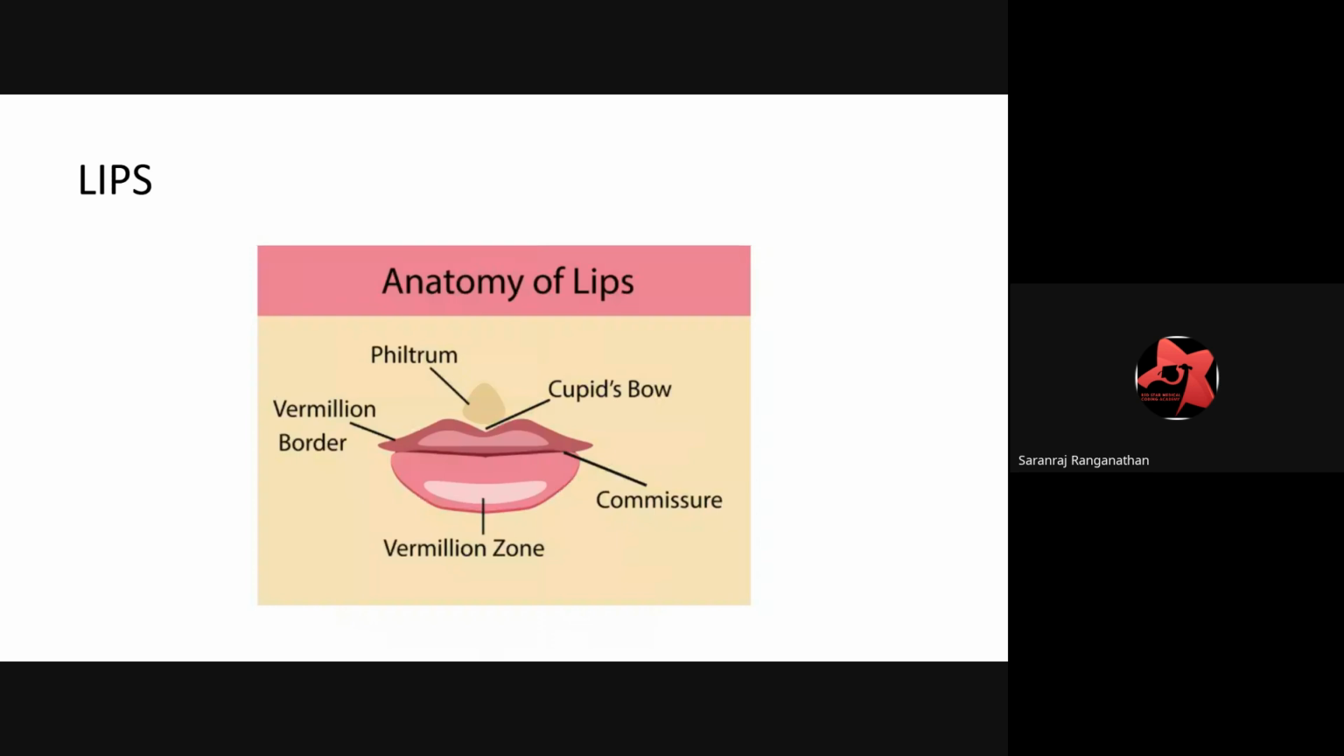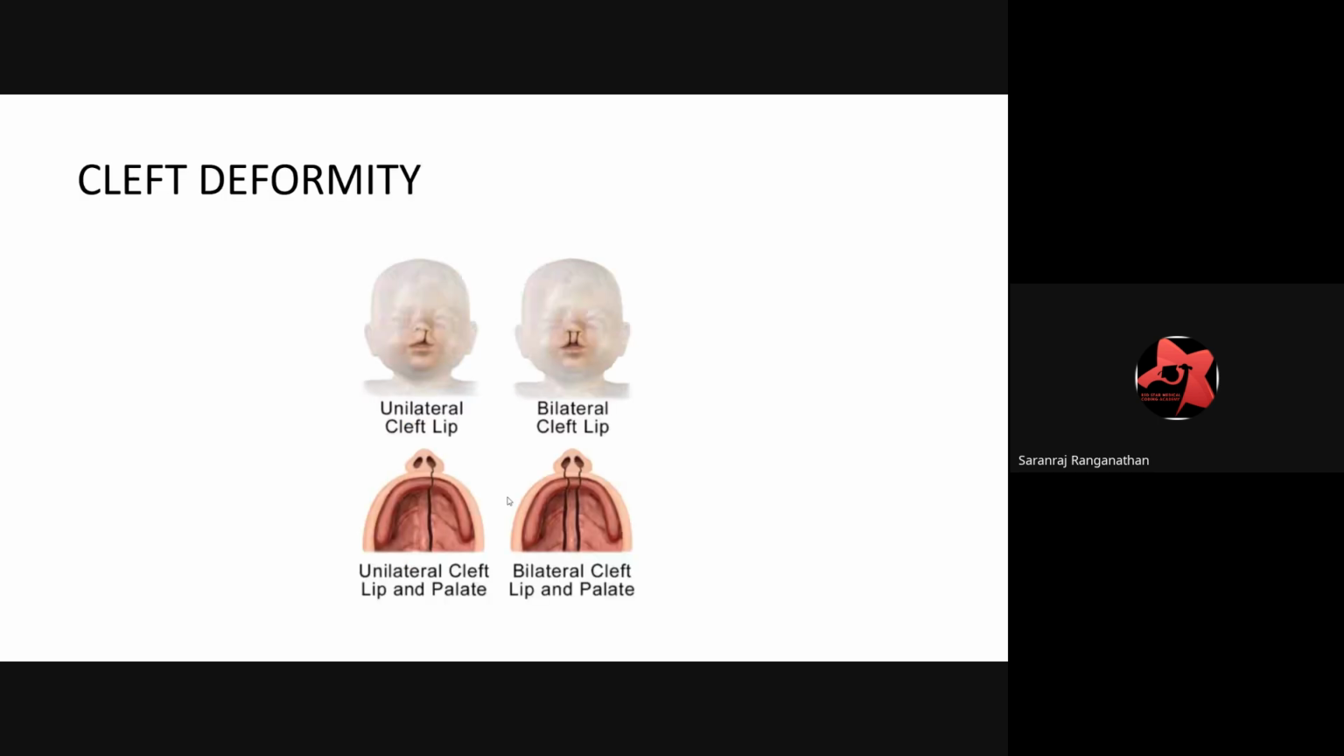Okay. So first, it is the lip. So lips means these are the anatomical parts involved. This is the philtrum, and this is the cupid bow, and this is the vermilion border, and this opening part is the commissure. Then this is the vermilion zone.